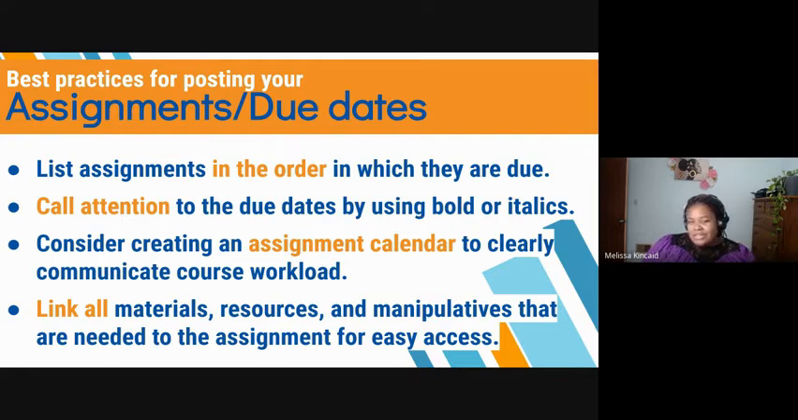However, even if you intend for the students to be able to complete things in any order, our brain tends to like to start at the top of the list and go down. So to help our students and families to prioritize, list the assignments in the order in which they're due. And then call attention to those due dates by using bold letters or italics or even different colors like I have on this slide, because that really helps students and families to be able to prioritize. And they don't have to kind of search around to make sure that they're doing things on time.